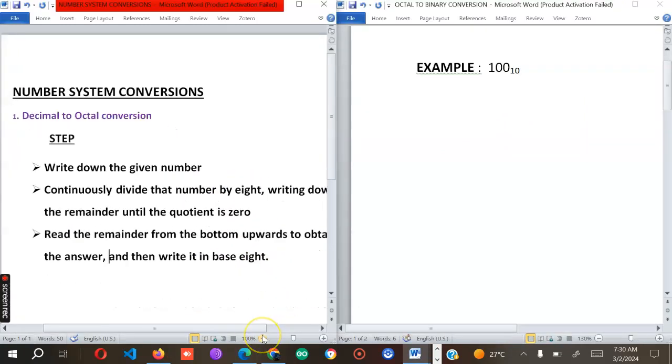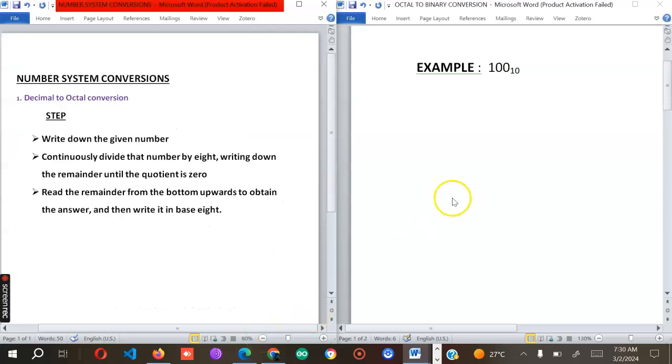I hope you can see the two screens, where we have our example and these are the steps. Step number 1 is to write the number. This is our number, as you can see. Step number 2, you continuously divide that number by 8, writing down the remainder until the quotient is 0. Okay, let me do that. So my number is 100.